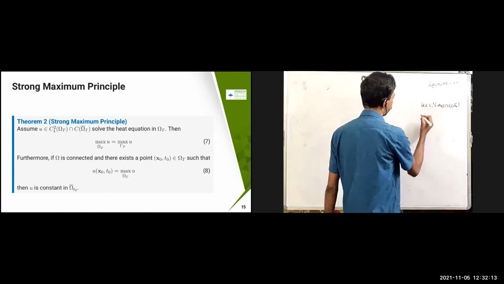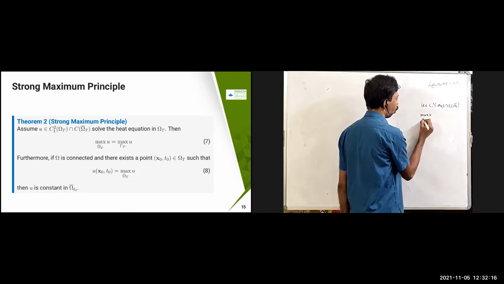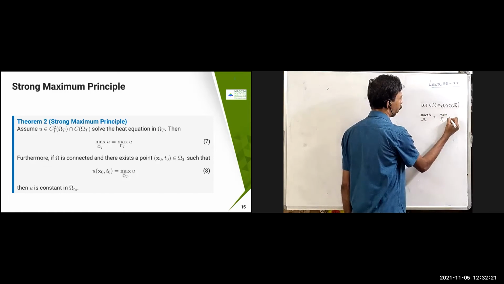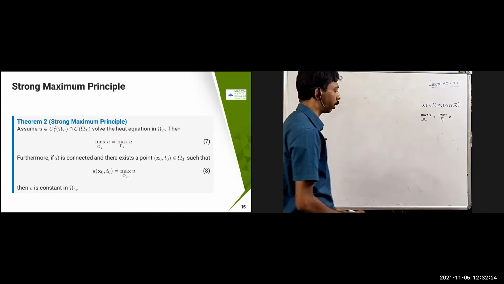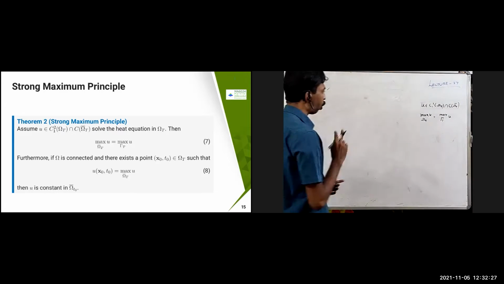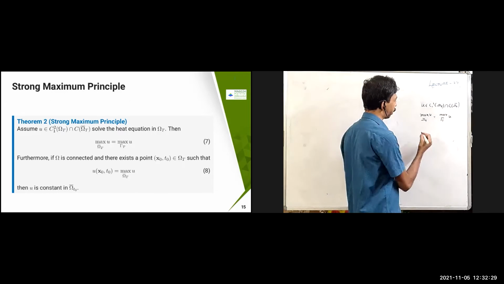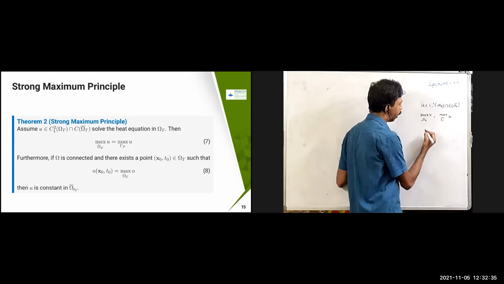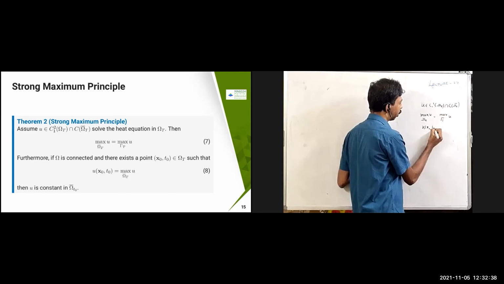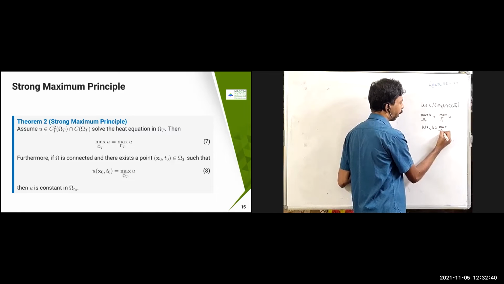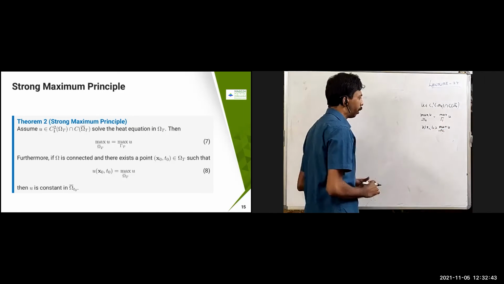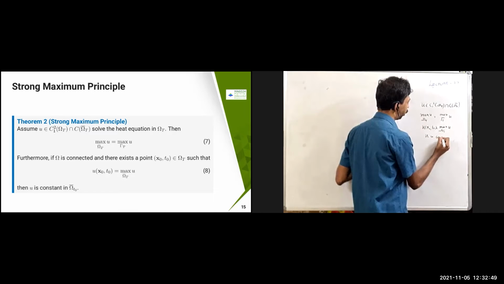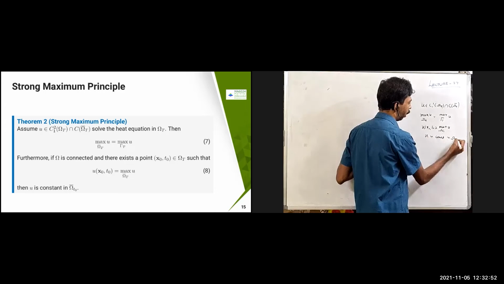Then what this theorem is going to say: maximum of u over omega t bar is going to be the same as maximum of u over gamma t. Okay, maximum over gamma t. Further, if omega is connected, and there is a point x0 comma t0 in omega t such that u of x0 comma t0 is the maximum over omega t bar of u, then this u is going to be constant. u is constant in omega t0 bar.